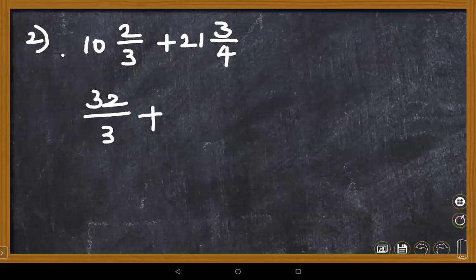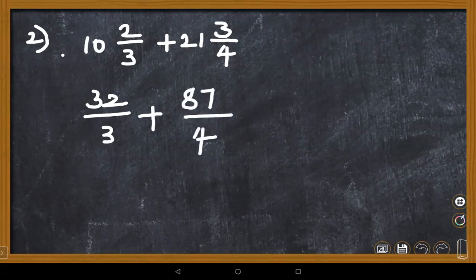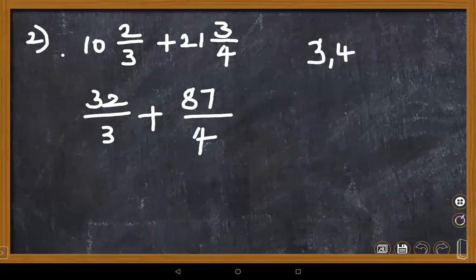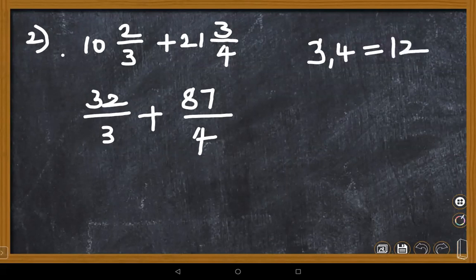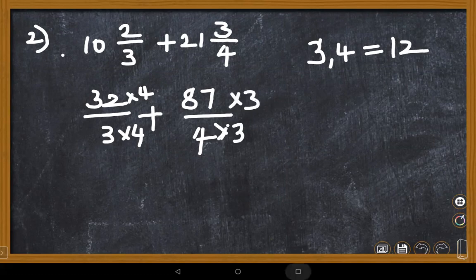Then, ma'am, 32 by 3 and what is the other? 87 by 4. 87 by 4. Now, what is the LCM of 3 and 4? Ma'am, 12. Very good, 12. So to make them like, you need to multiply the first one by 4 and the second one by 3. Yes, please simplify and give the answer, Daksh.